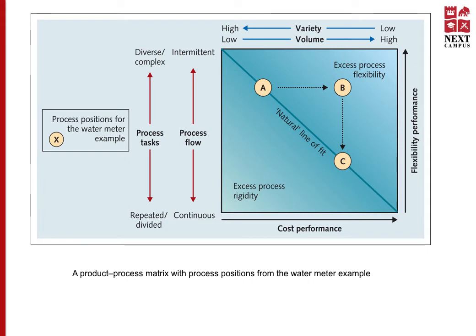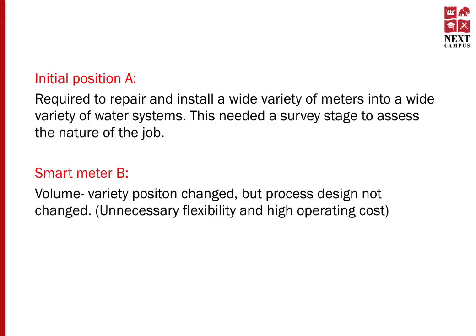Processes that are far from the diagonal line are either more flexible than seem to be warranted by the actual volume variety position, or they are over standardized and inflexible. Initial position A was required to repair and install a wide variety of meters into a wide variety of water systems. This needed a survey stage to assess the nature of the job. With the smart meter B, the volume variety position changed, but the process design did not change. Unnecessary flexibility and high operating cost.